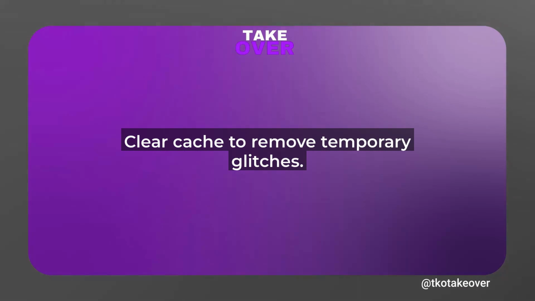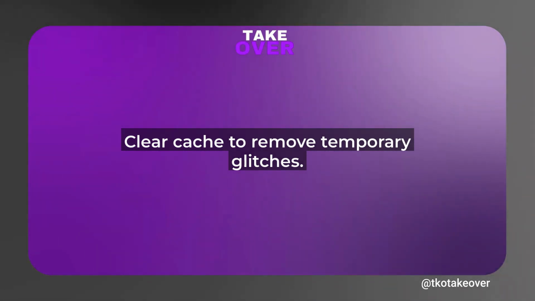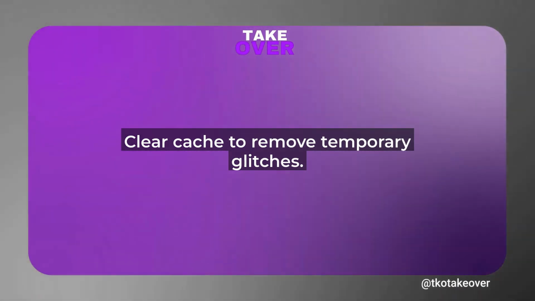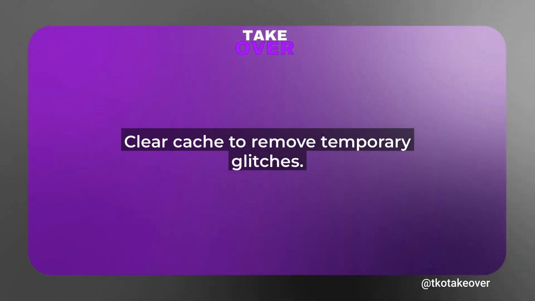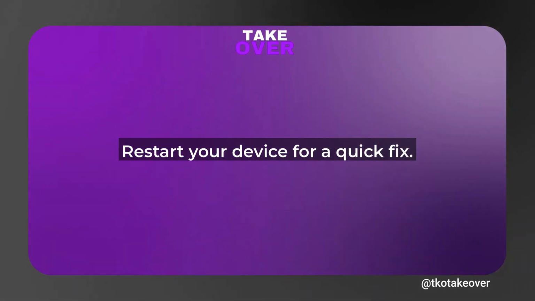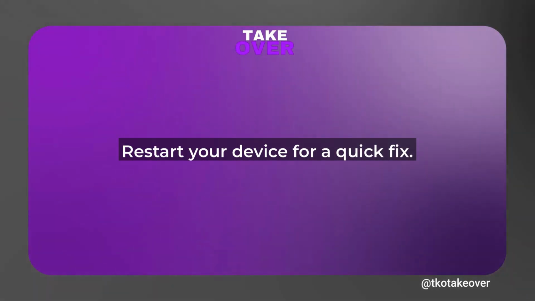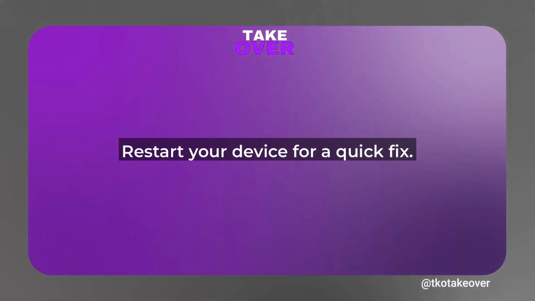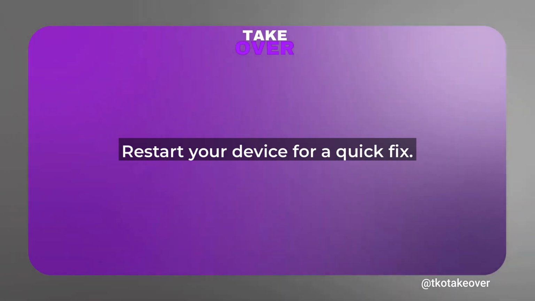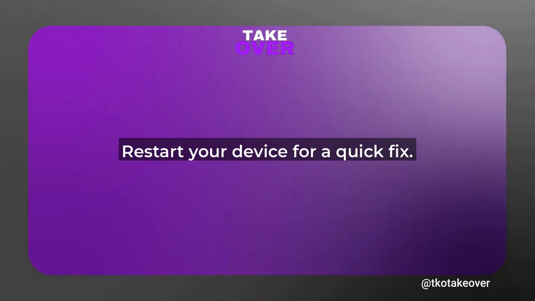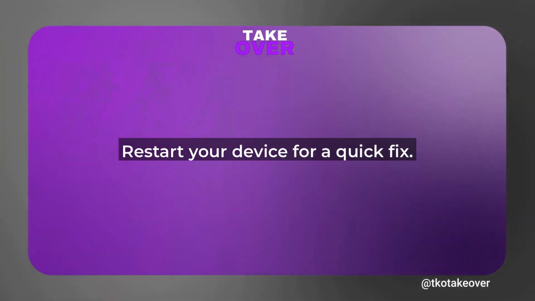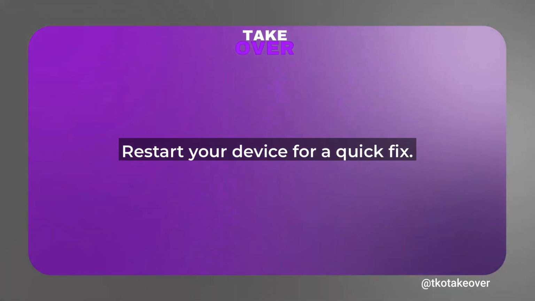If that doesn't do the trick, let's clear the cache. Cached data can build up and cause problems. On Android, go to Settings, Apps, Instagram, Storage, Clear Cache. For iPhone users, you might need to offload the app or restart your device to achieve a similar effect. This step often resolves temporary glitches without losing your data.